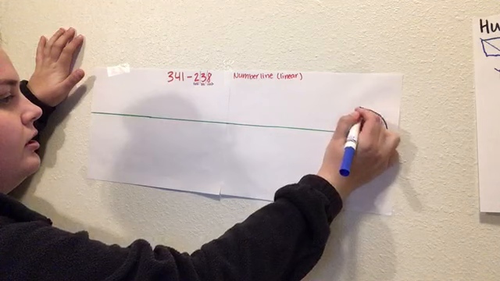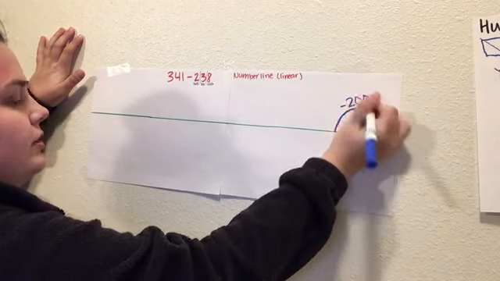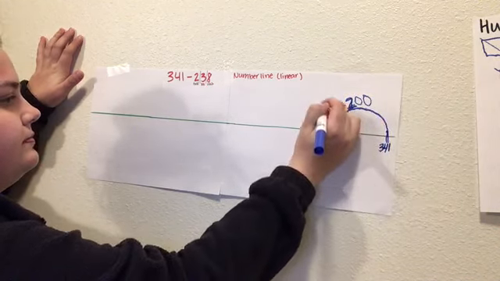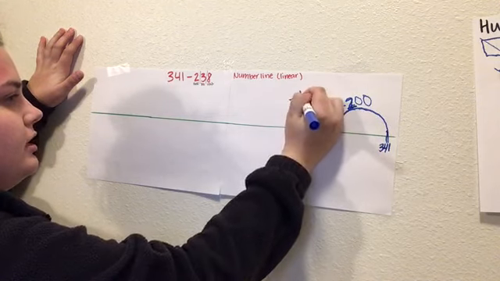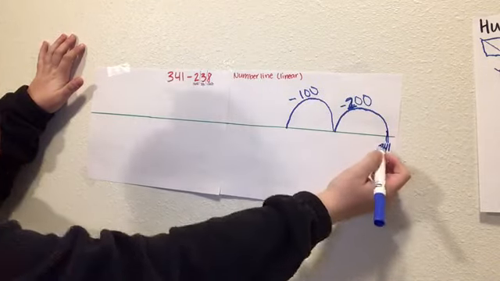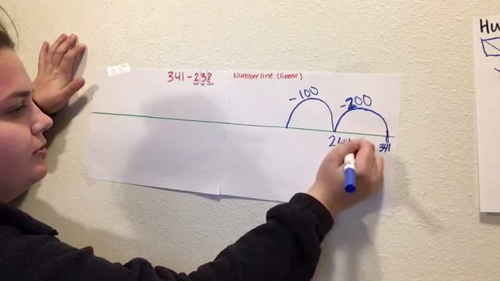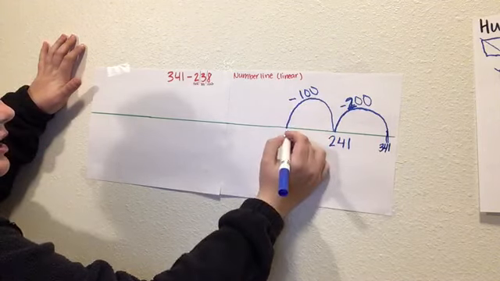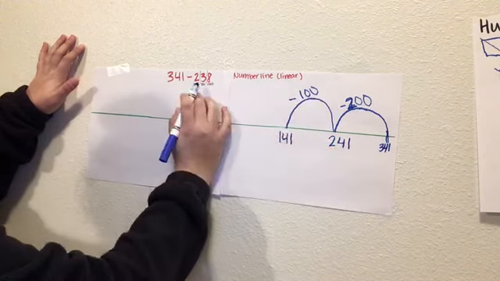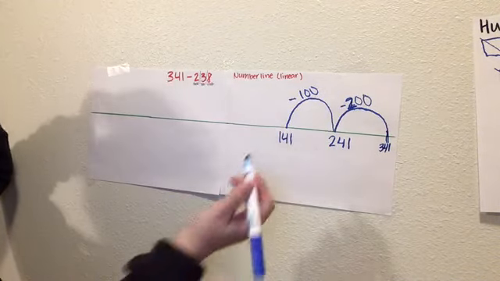So we're going to go about right here, and minus 200, or minus 100, sorry, we're going to take this a little slower, and then minus another 100. And so that way we already have the 200s marked off. So 341 minus 100 would be 241, and then minus another 100 would be 141.